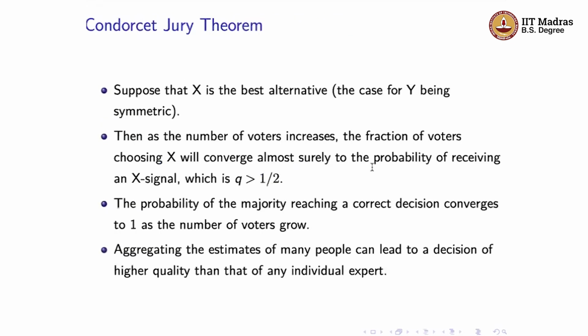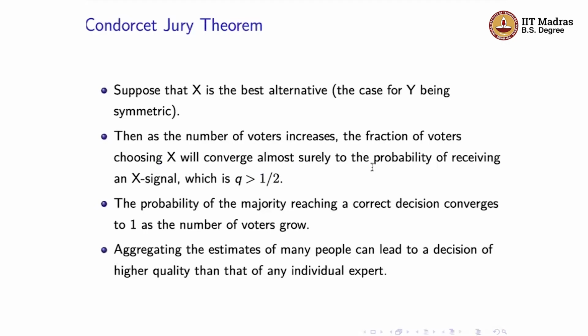So this leads us to an interesting insight, which also goes by the name of the Condorcet Jury theorem. Again, Condorcet was another French social scientist from the 18th century. So what is the result saying? Suppose that X is the best alternative. I could have framed this result in terms of Y being the best alternative as well, but for now, let's stick to this. Then as the number of voters increases, the fraction of voters who choose X will converge almost surely to the probability of receiving an X signal, which is Q, more than half.